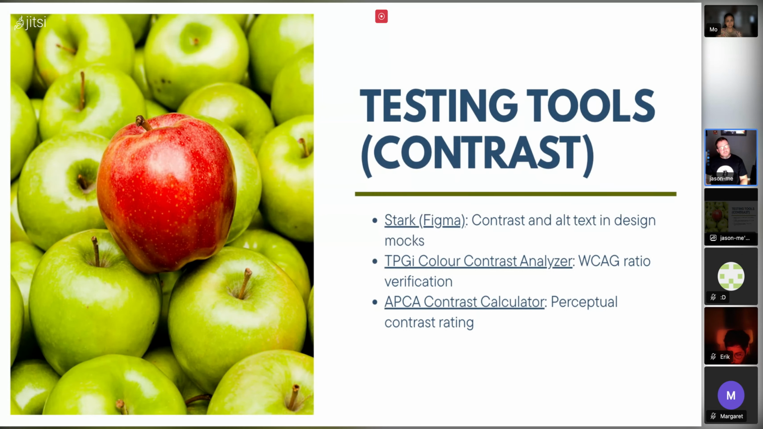Testing tools for contrast. We talked a little bit earlier about Stark, which is a Figma plugin, which allows you to do contrast and alt text in your design mockups. We have the TPGI Color Contrast Analyzer, which is the go-to tool that pretty much everyone in the accessibility industry has been using for many years. Although we have more tools that are being developed in the browser and in DevTools, which make it even easier to check for contrast, right?